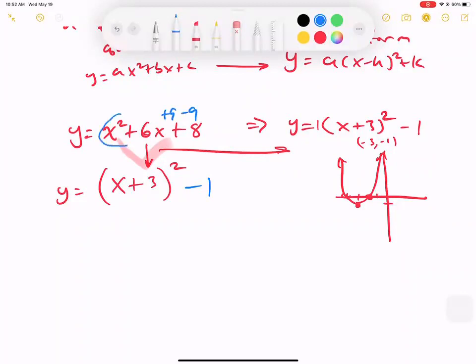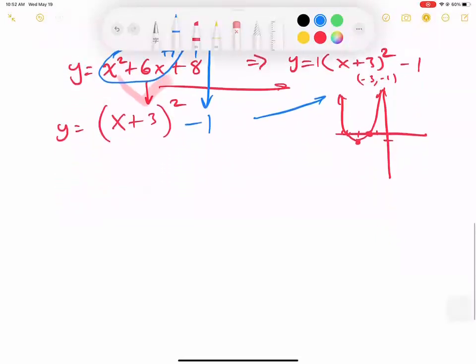X squared plus 6x plus 9, that is my perfect square. We're going to combine the leftovers. Negative 9 is what I borrowed, plus 8 that I have becomes negative 1. And that's how we end up with our complete the square. We're going to do this 1,000 more times. Well, not 1,000, like 4 or 5 more times, so you guys can catch the rhythm, okay? Let's catch the rhythm. Let's do this again.